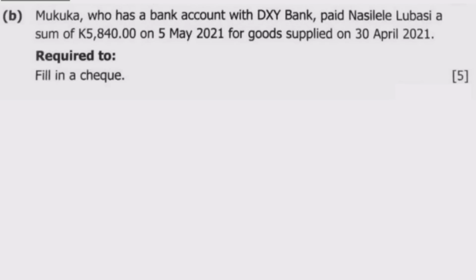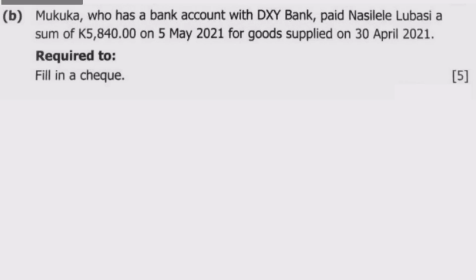Question 2B is as follows. Mukuka, who has a bank account with DXY Bank, paid Nasilele Lubasi a sum of 5,840 kwacha on 5th May 2021 for goods supplied on 30th April 2021.